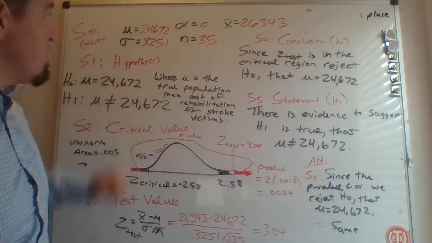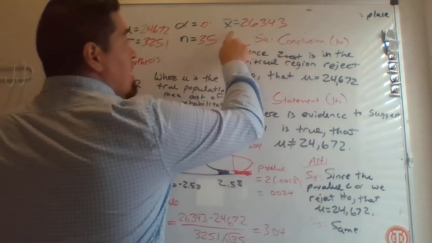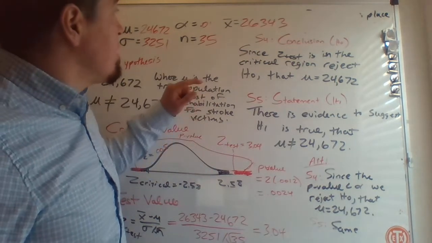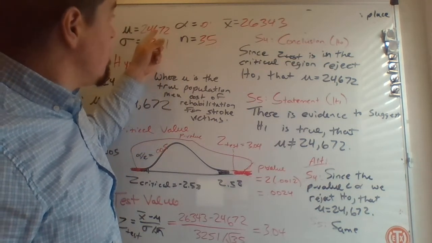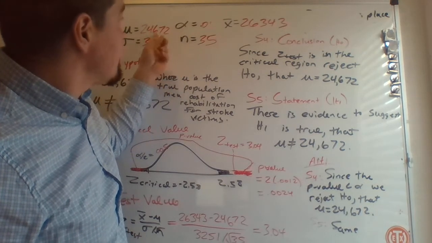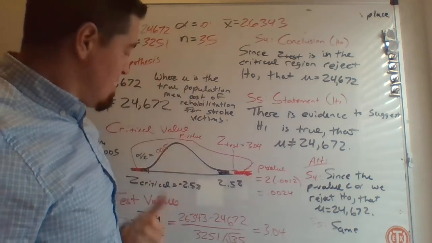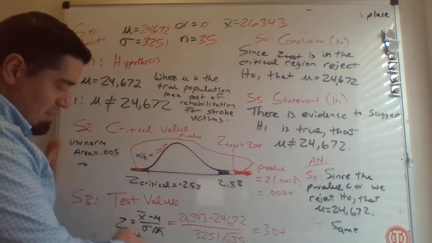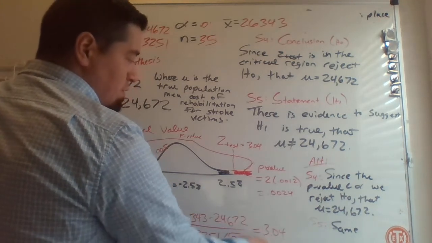Under that assumption, with that standard deviation as well, I'm going to take a sample. We took a sample of 35, and from that sample we ended up with 26,343, which is greater than this. But is that greater than 24,672 enough to say that it's truly different, or in other words, statistically different? So what they came up with was, okay, we're going to standardize it. We'll make a z-test, and then we'll see how many standard deviations it is above, which is 3.04.